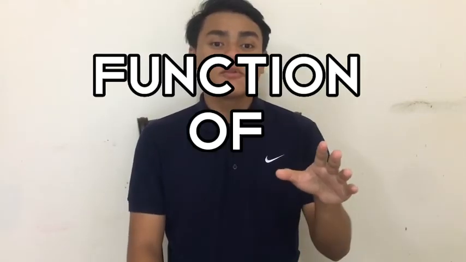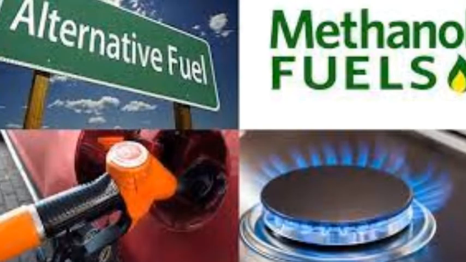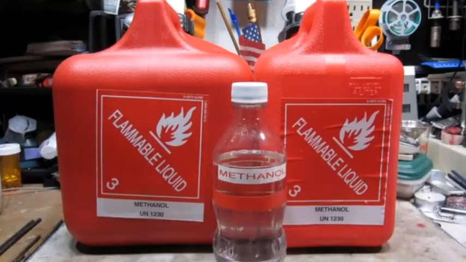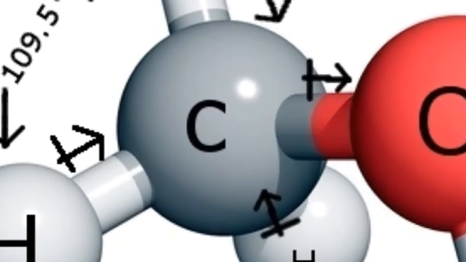So the function of methanol is to be used as fuel for cars, either to be mixed with fuel or in the fuel cell. The methanol molecule has a tetrahedral shape with two geometric centers, which are carbon and oxygen.